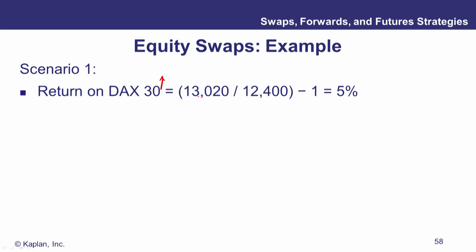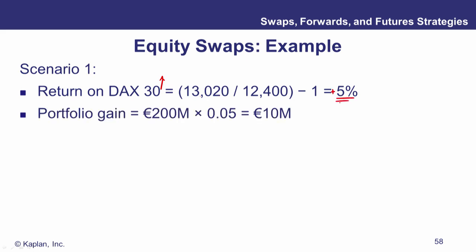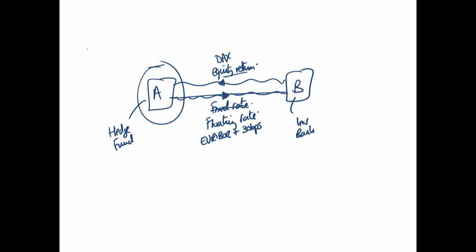Okay, so scenario 1, remember, this is where the DAX went up. In fact, the DAX went up to 13,020 from 12,400. So if we take the end value, divide by the start value and subtract 1, that will give us our periodic return. That's a periodic return of plus 5%. That will be an inflow for the manager, both in their portfolio that they still hold. Don't forget, they've still got their portfolio of 200 million.